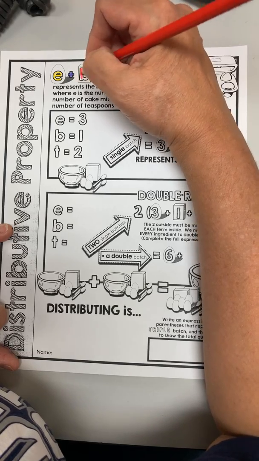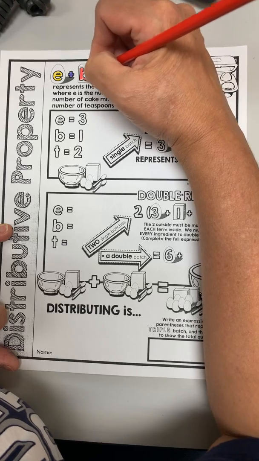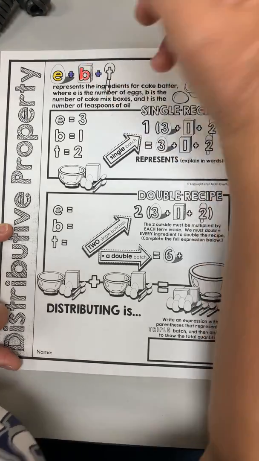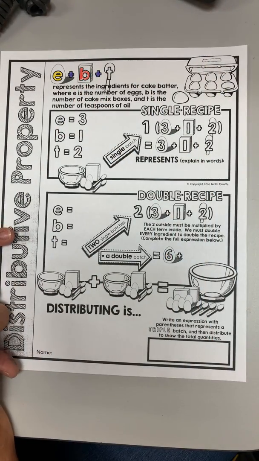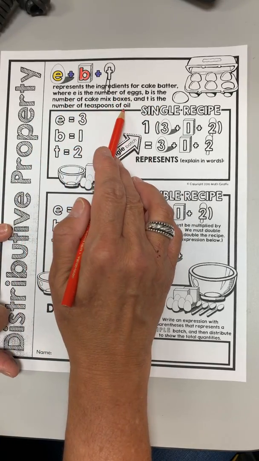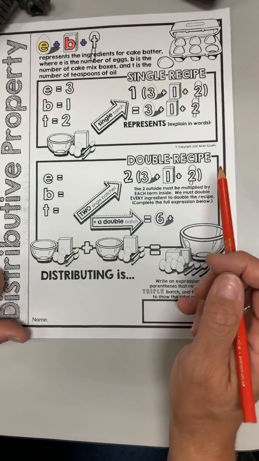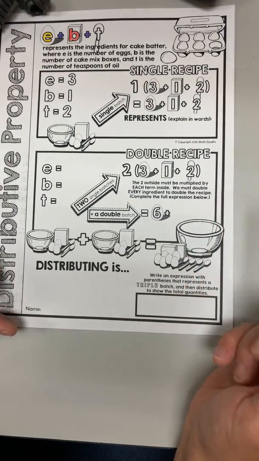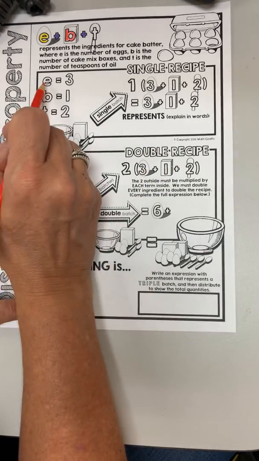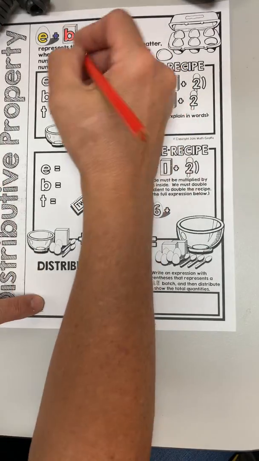And we're going to have eggs and the cake mix and the oil. So the E is going to be the number of eggs, B is the number of cake mix boxes, and T is the number of teaspoons of oil. So the first one we're going to look at is a single recipe. The single recipe calls for 3 eggs.